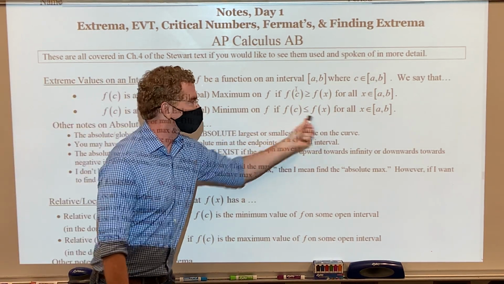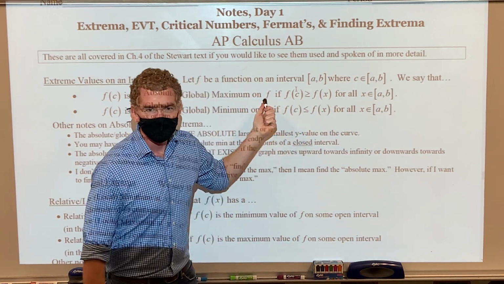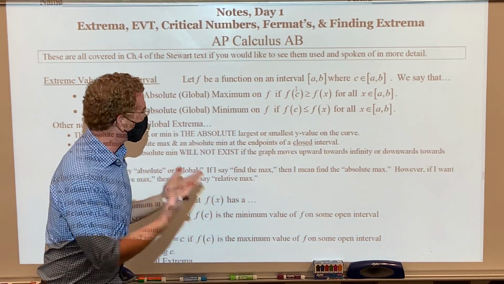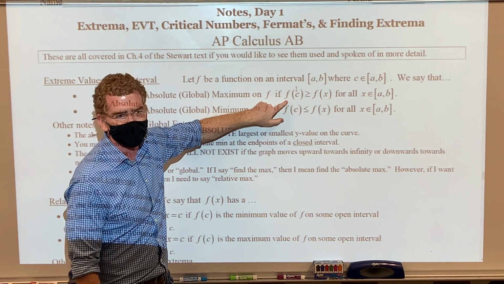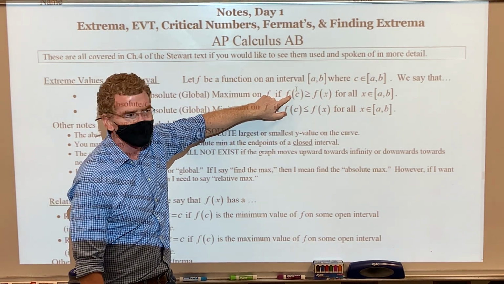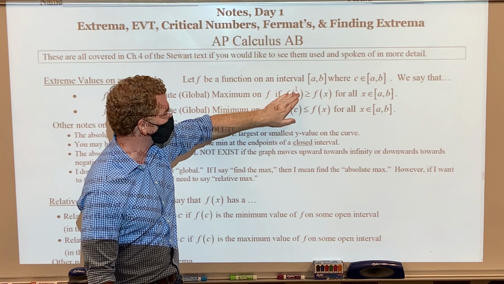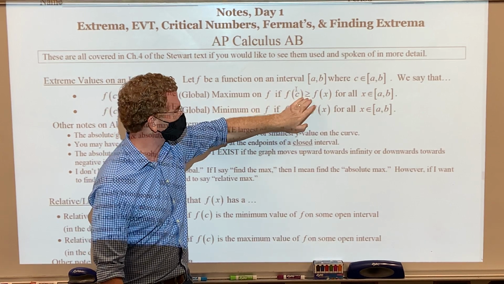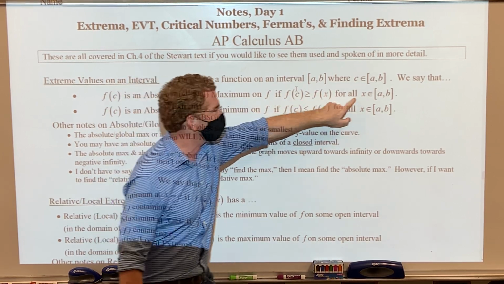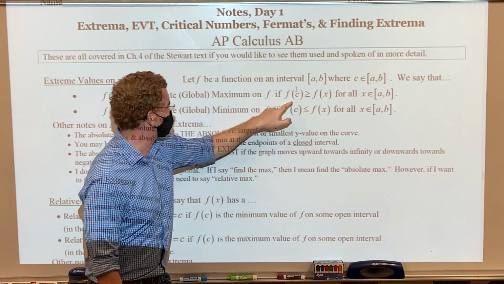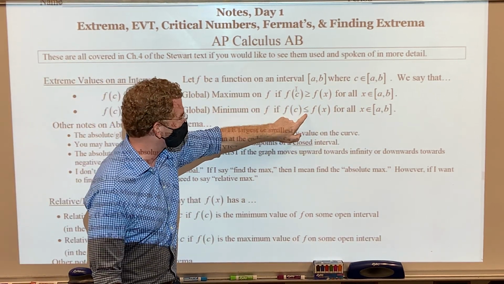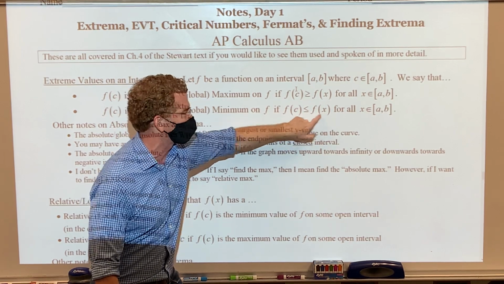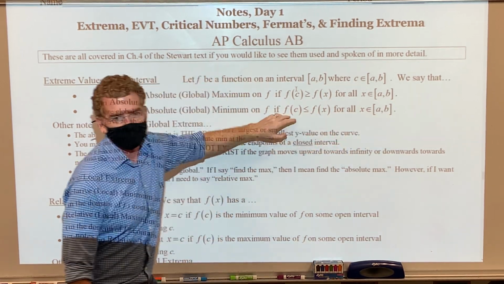I know that some of this stuff looks really wordy, but if you start staring at it, it'll start making sense. A lot of people see this and they're like, what the heck does that mean? But what does f of anything mean? The y value. So it's saying the y value at this c is bigger than the y value for any other x. That makes it a global max if you have the biggest y value. If the y value is smaller than or equal to all the other y values in an interval, that makes it a global min.